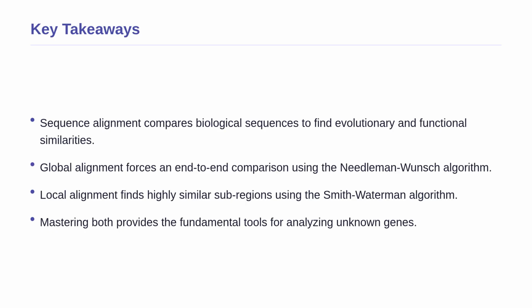We have covered a lot of ground today, so let us summarize the most important ideas. First, sequence alignment is the mathematical process of comparing biological sequences to uncover hidden evolutionary and functional relationships. Second, when sequences are similar in length, we use global alignment, powered by the Needleman-Wunsch algorithm, to force an end-to-end comparison. Third, when we are looking for small matching domains within sequences of vastly different lengths, we rely on local alignment and the Smith-Waterman algorithm.